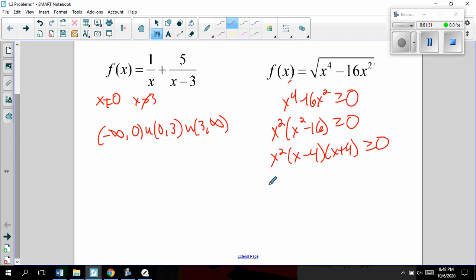Now from here, like in P5, my zeros are 0 for that factor, 4 for the next one, and then negative 4. But I can't use that greater than symbol anymore. I'm not greater than all of these values. I now have to switch to some type of evaluating with, in this case, a sign chart to figure out where am I actually above 0.